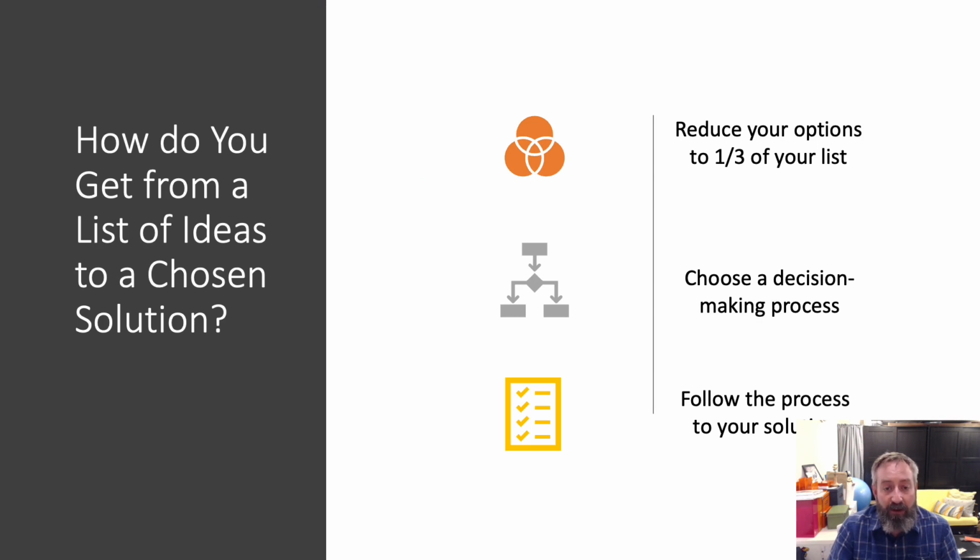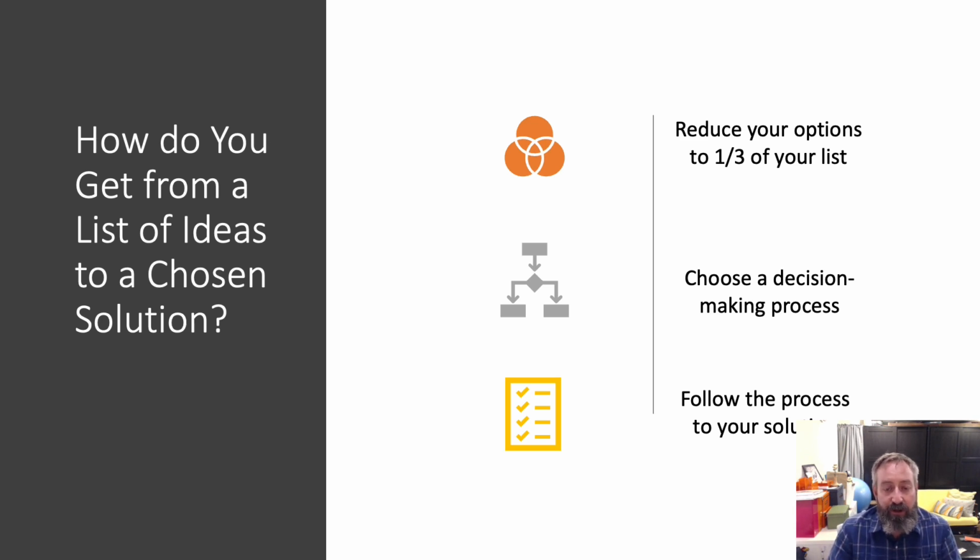Then, once you've created your brainstorm list, you want to reduce your options. A good rule of thumb is to reduce it down to 1/3 of the number of options you started with. Choosing broad parameters such as cost, time to implement, and perhaps compatibility with a schedule or a staffing model are all good reasons to just cut some options out early on in the process.